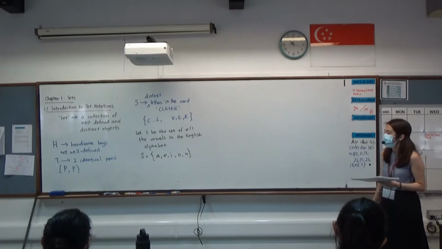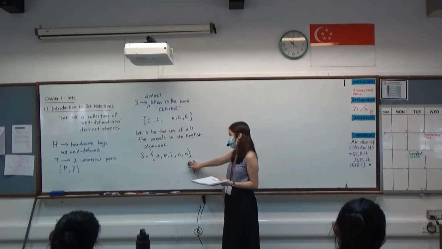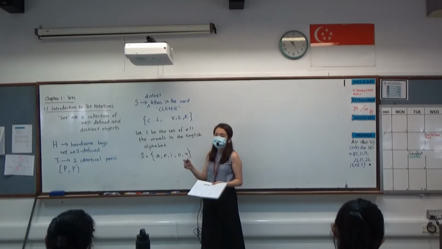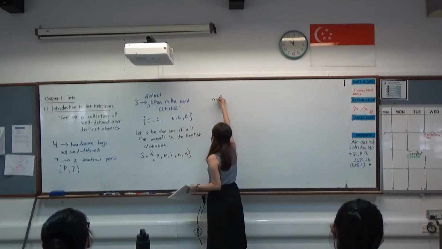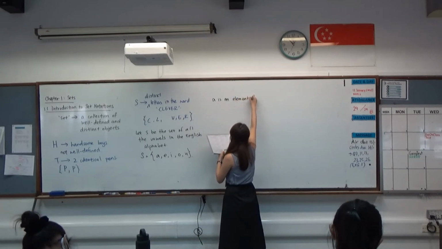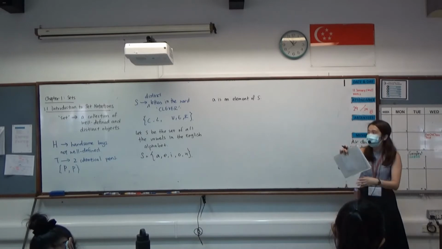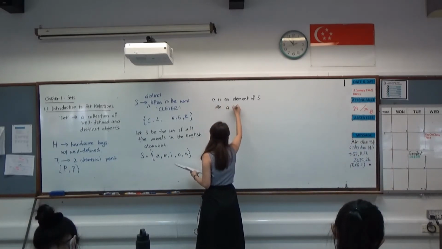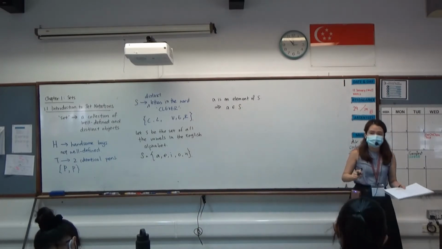When we have a set like that, some symbols that you need to recognize: I see that A is a part of the set. Instead of using part of, we say that A is an element of the set S. And the notation that we use is A is an element of S.